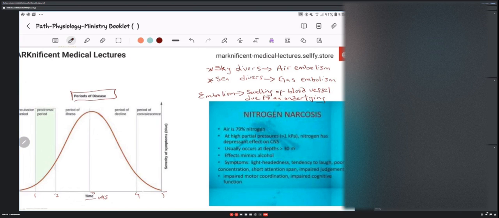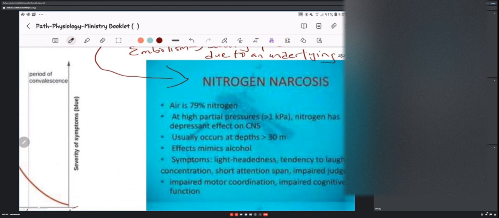So in this case, when we talk about the sea divers, we refer to the kind of disease condition they have. There's nitrogen narcosis. By explanation, nitrogen narcosis is when you have over 79% of nitrogen found in the system, and of course, the partial pressure is actually greater than 1. And then it has a depressant effect on the CNS, depressant effect on the CNS.